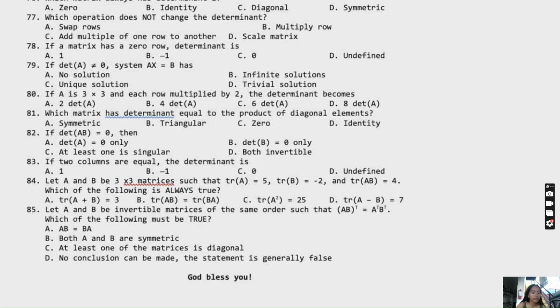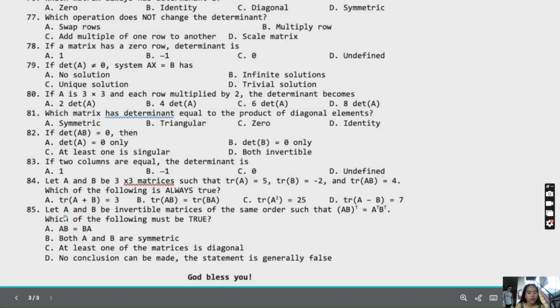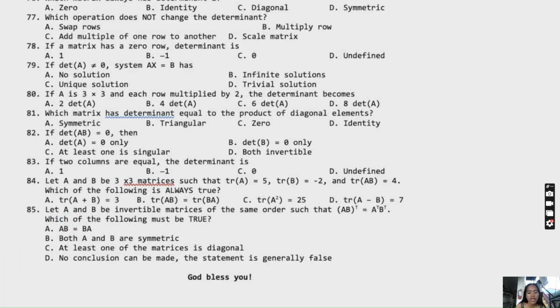So number 84. Let A and B be 3 by 3 matrices such that TRA is equal to 5, TRB is equal to 2, and TRAB is equal to 4. Which of the following is always true? The answer is letter B. TRAB is equal to TRBA. This is an important property of the trace of matrices. This is also always true whenever the matrix products are defined. So even if we are not given all entries of the matrices, we can still say with certainty that TRAB is equal to TRBA. So that's why the answer is letter B.